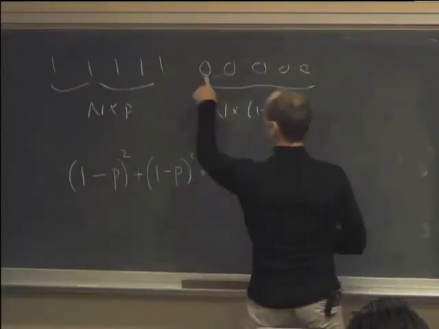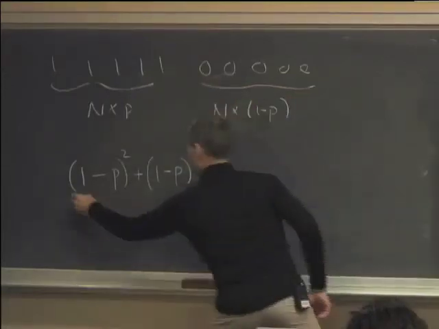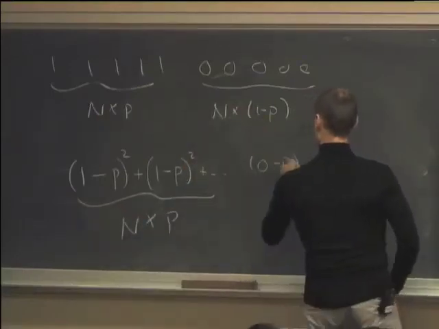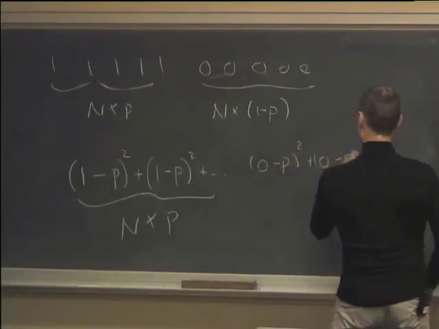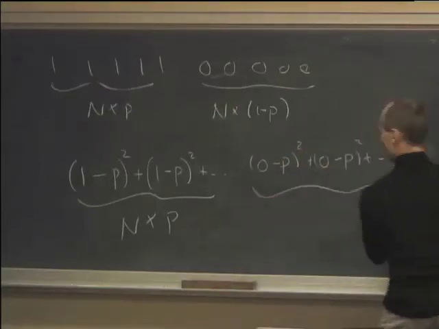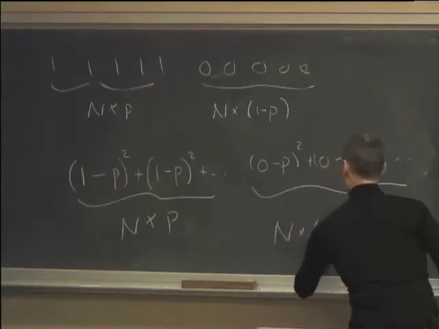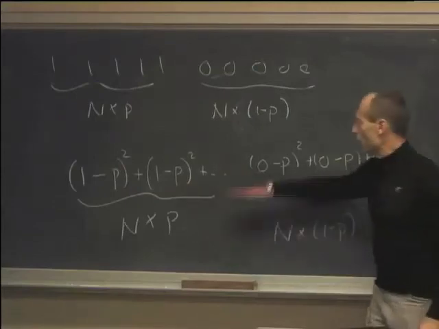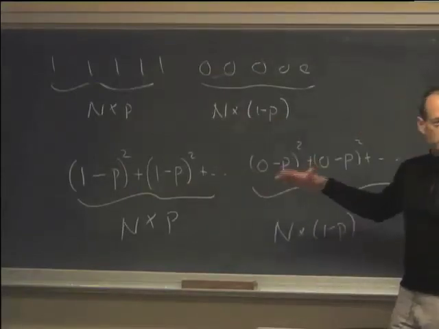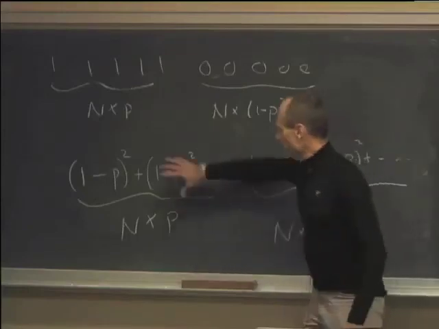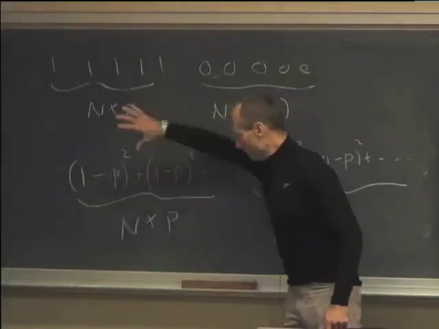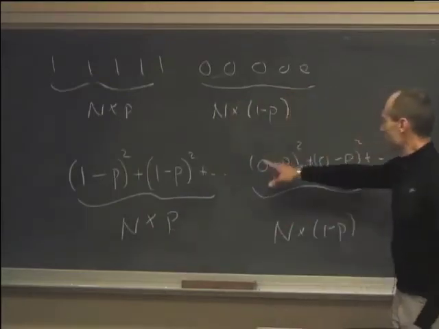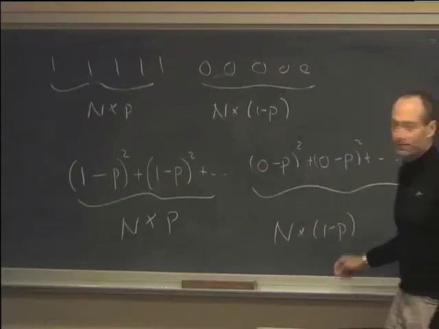And then what do the zeros give me? There's going to be n times p of these. These are going to give me (0 minus p) squared plus (0 minus p) squared plus et cetera. And there's going to be n times (1 minus p) of those, right? So what is the sum of the squares of the deviations from the mean? Well, it's (1 minus p) squared times that, there's that many of them, plus (0 minus p) squared times that. There's that many of those.